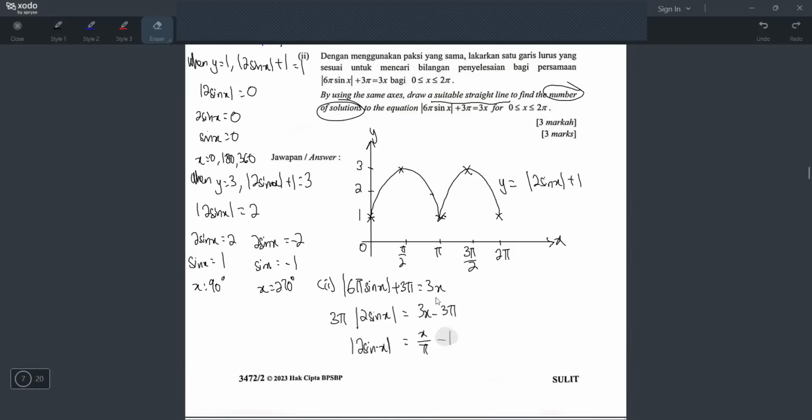So can I move the minus 1 to this side? Yes, right? And why? Kenapa saya buat macam tu? Sebab saya tahu modulus 2 sin x plus 1 can become y. So y equals x over pi lah. So saya sudah berjaya cari equation of straight line.